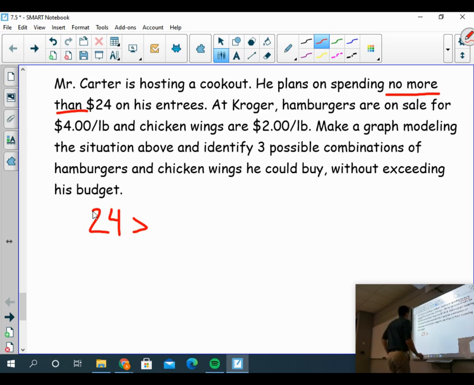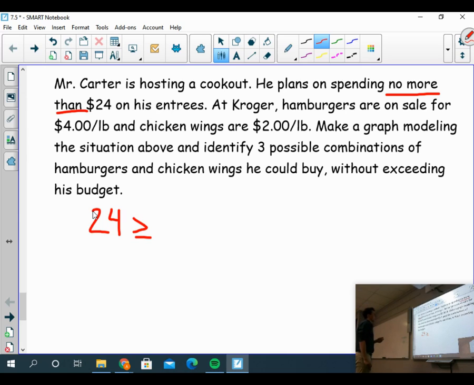I also can put an equal sign underneath. Why can I do that? Well, what I'm saying here is that for the $24, I can equal it and still be okay. When we read the English phrase no more than $24, if I told you I spent 24, that would be okay because it's not more than 24. It's right on the nose. So it's 24 is greater than or equal to.